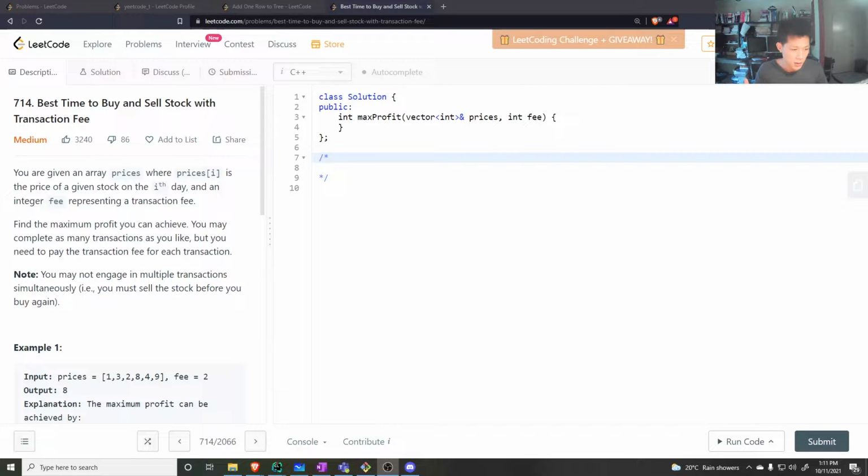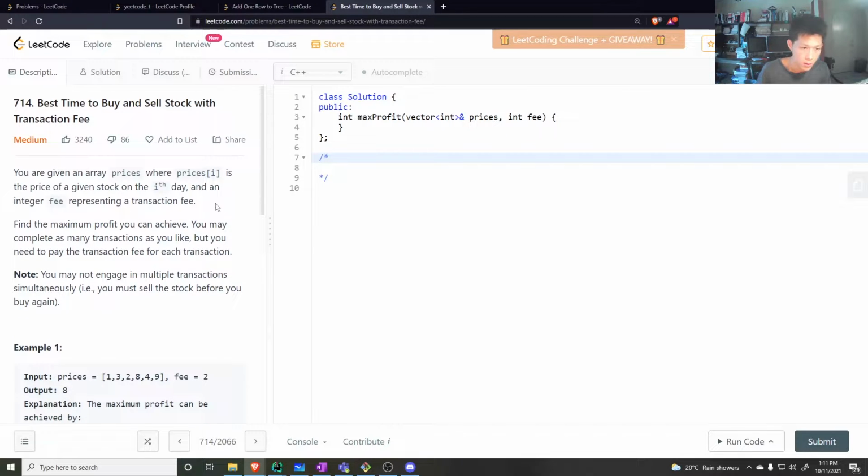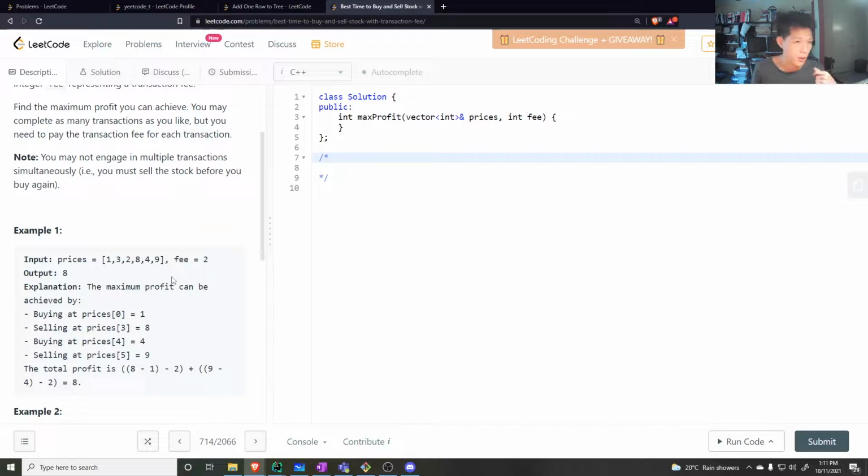This question is kind of difficult. Best time to buy and sell stock with transaction fee. You're given an array of prices where prices[i] is the price of a given stock on the ith day, and an integer fee representing the transaction fee. So if you buy the stock at this price, 3, and then you sell at 9, then you have a profit of 9 minus 3, but then you have to subtract the transaction fee, which is 2 in this case. So you get 4 if you do that transaction.